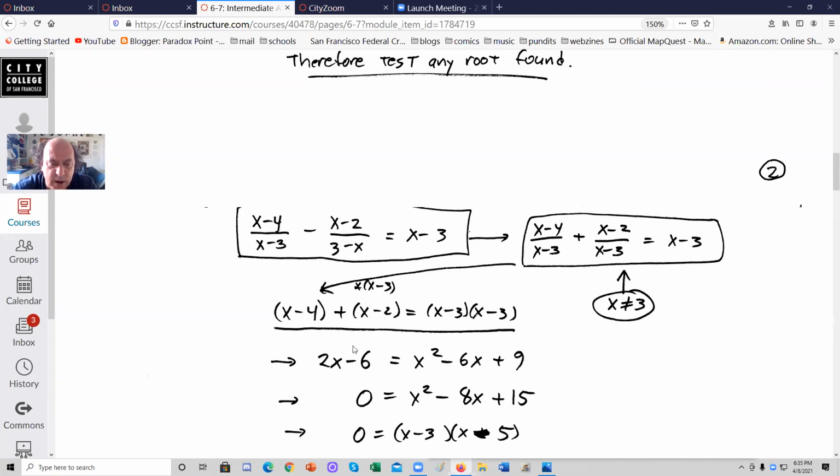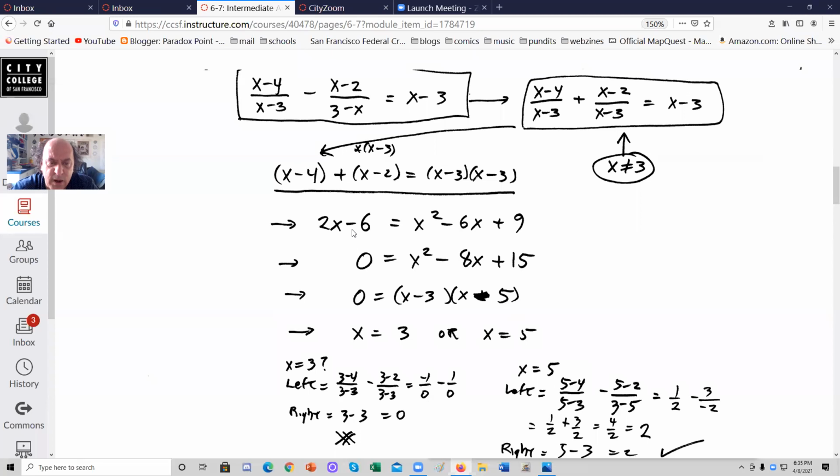All right, combine like terms: 2x − 6. Expand (x − 3) times (x − 3): x² − 6x + 9. From here, we subtract 2x from both sides, add 6 to both sides, and get 0 = x² − 8x + 15. This quadratic polynomial will factor, and we get 0 = (x − 3)(x − 5). Their product is 15, their sum is −8.